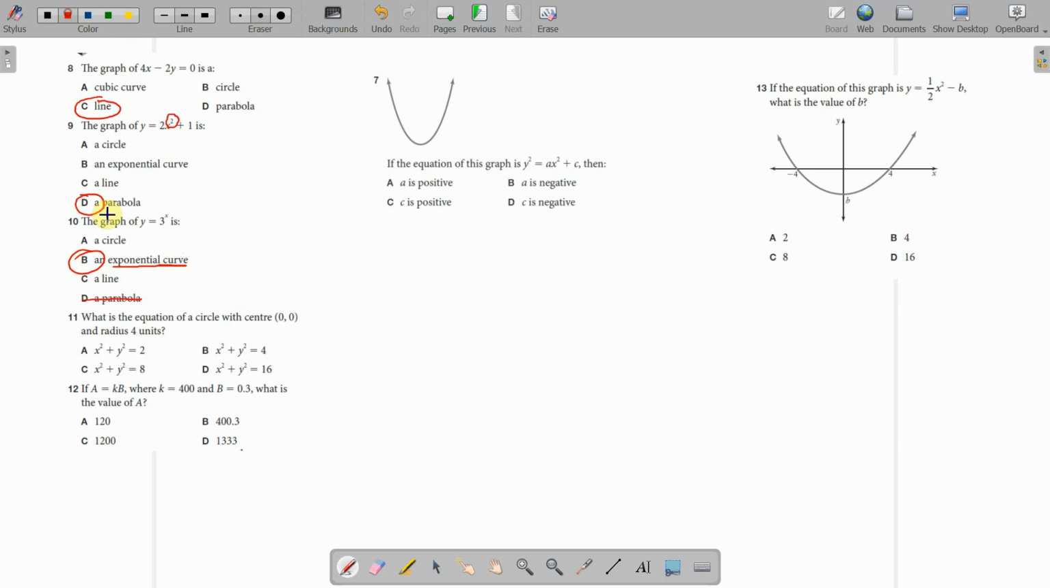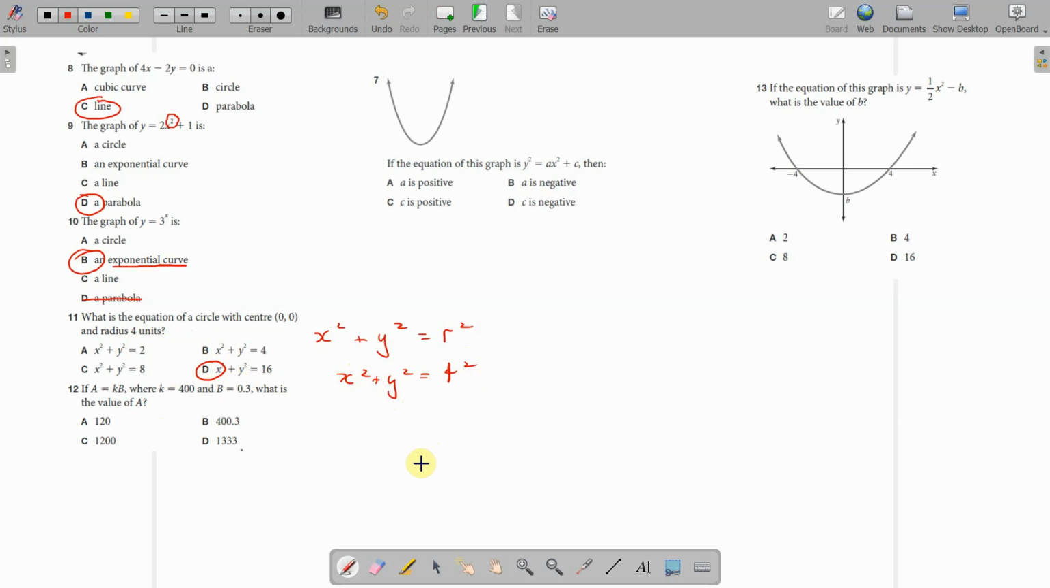Okay, 11. Equation of a circle. Well, we just talked about circles. Centre at 0, 0, radius of 4. Well, they're all x squared plus y squared. Here's the general formula: x squared plus y squared equals r squared, where r is the radius. So we're looking for x squared plus y squared equals, the radius is 4 squared. 4 times 4 is 16, so it's got to be that one. All the options are close, but that's the only one with a radius of 4.